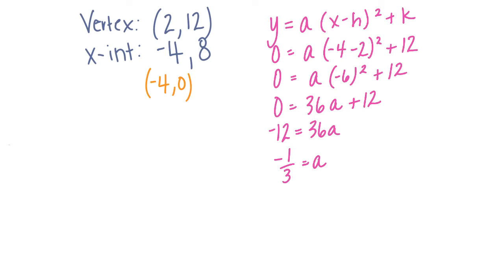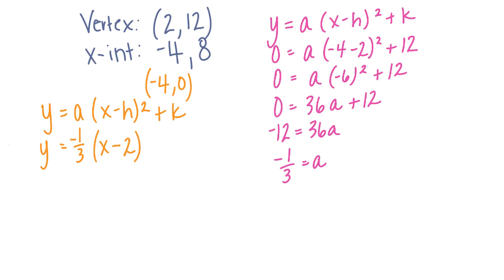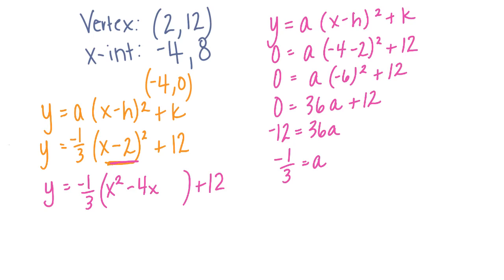I'm going to put all this back into y equals a times x minus h quantity squared plus k, where my a now is -1/3. My y is going to be y, my x will be x, my h will actually be the number 2, and my k will be a 12. We have to FOIL this mess right here. y equals -1/3. I'm going to do it in my head. x times x is x squared. The outers are -2x, inners are -2x, -4x. The last, -2 times -2 is +4.